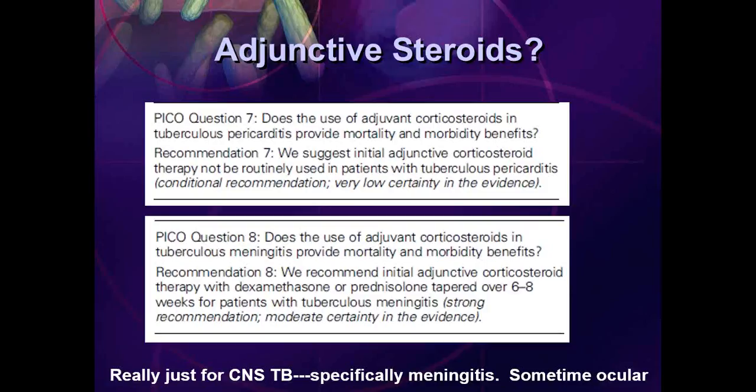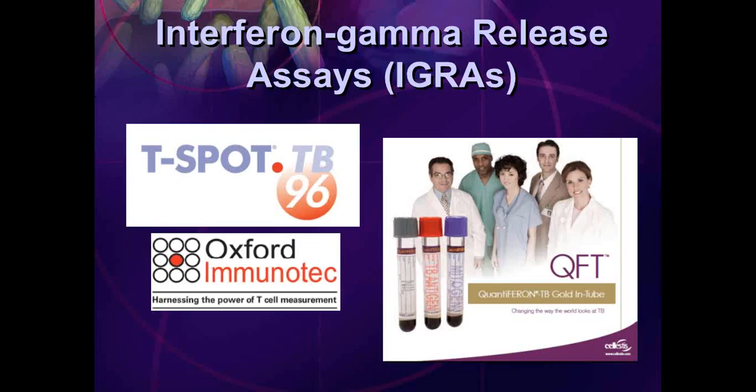PICO question number 8 was with TB meningitis. Here there was a lot more evidence, and the evidence was positive, in that there was good evidence that dexamethasone or prednisolone used, not empirically, but just used right off the bat in the first 2 months, does decrease adverse sequelae of meningitis. And you can see my text here at the bottom of the slide. So think steroids right off the bat for CNS TB, including sometimes ocular TB. If vital structures in the eye are threatened, we often have to use steroids right away.